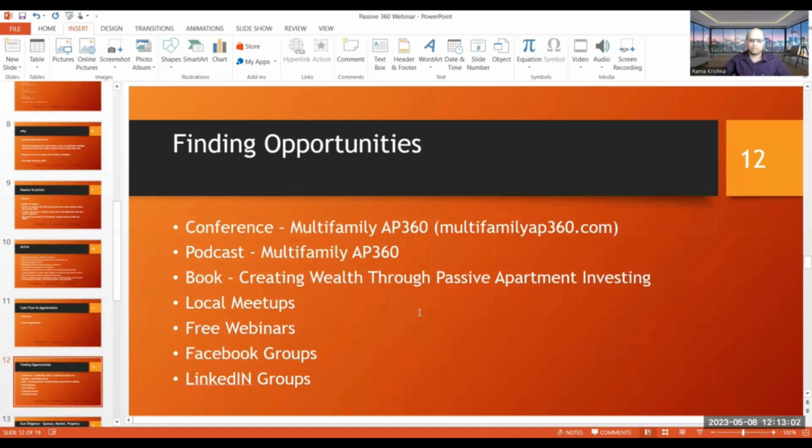And also there are a lot of Facebook groups on multifamily or any commercial space, any asset class that you want to invest in. And similar to Facebook, there are so many good LinkedIn groups also.